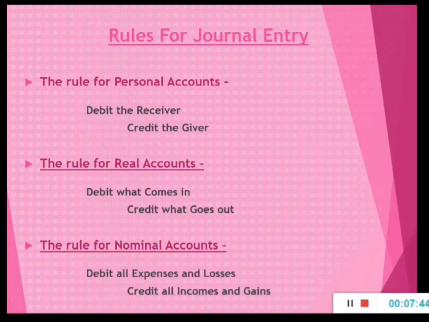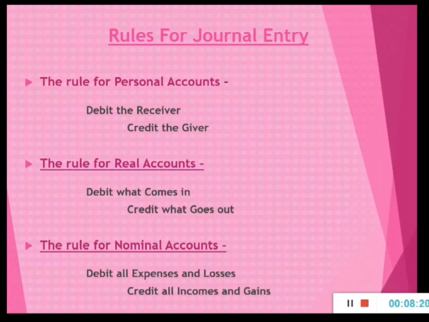In the case of personal account, the rule is debit the receiver and credit the giver. So in the case of personal accounts, the receiver will be debited, the giver will be credited. The rule for the real accounts, the golden rule is debit what comes in. That is, we have to debit what is coming into the company and credit what goes out. That is, the thing that is going out of the company will be credited. So that is the rule for real accounts.